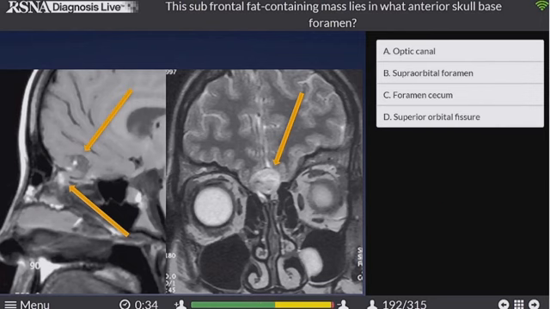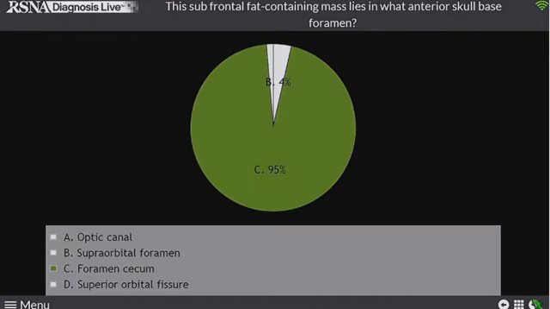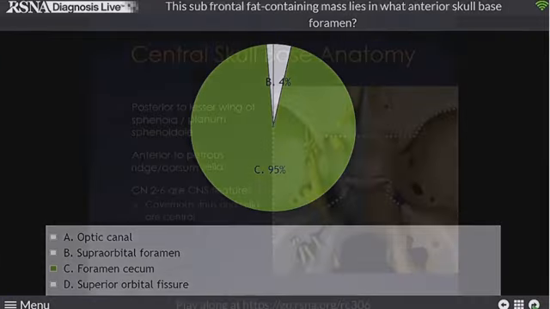170, 480, 315. Faster, faster, faster. All right, let's go. Foramen cecum, good. 95% of you. I had a really smart group in here this morning.